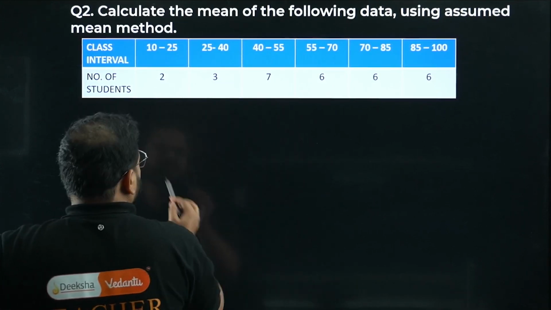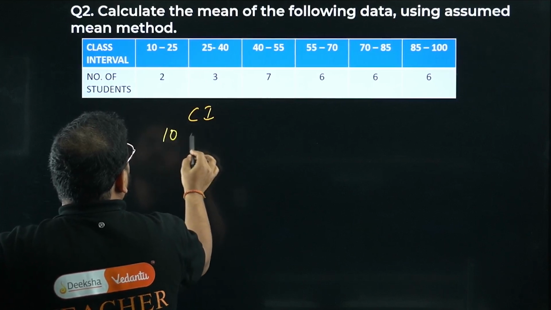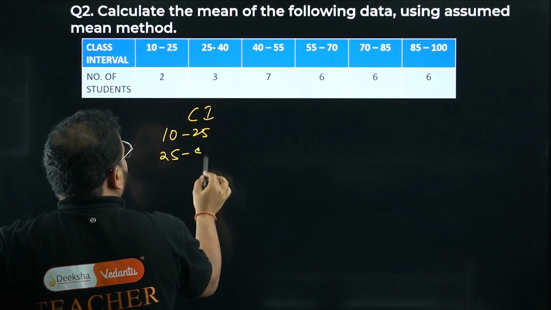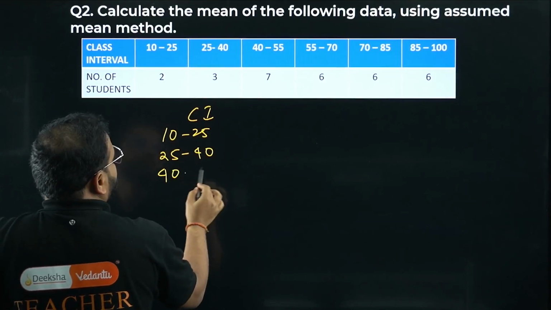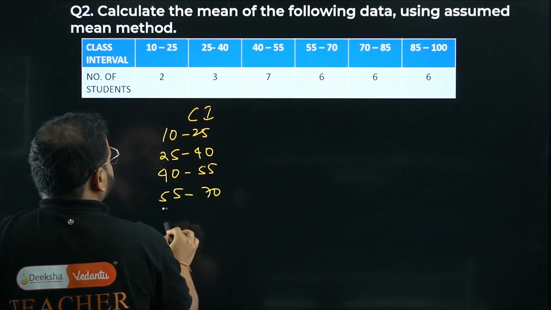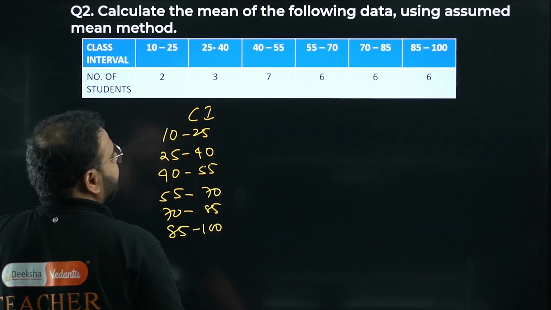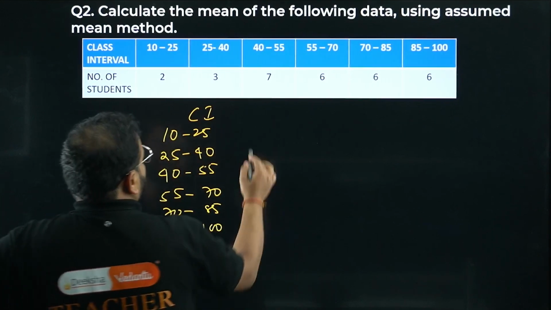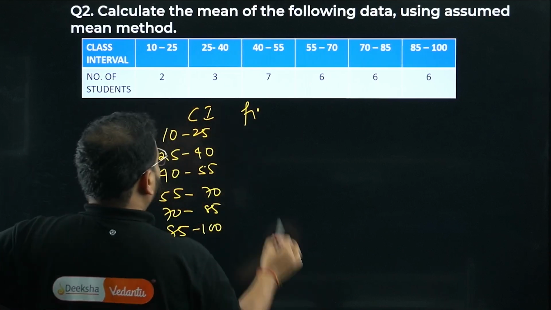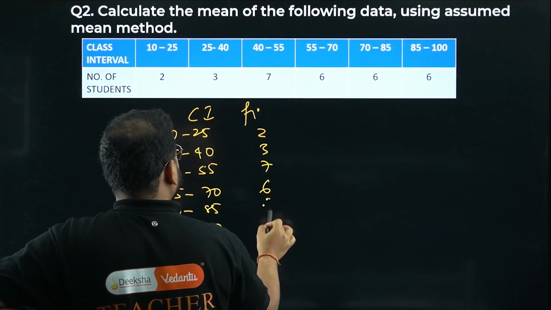Class interval is given, so we'll write here CI first. What is CI given as, sir? 10 to 25, 25 to 40, 40 to 55, 55 to 70, 70 to 85, and 85 to 100. Is it right? Yes, sir. Now frequency is given. Number of students. It's frequency only. So I have 2, 3, 7, 6, 6, 6.